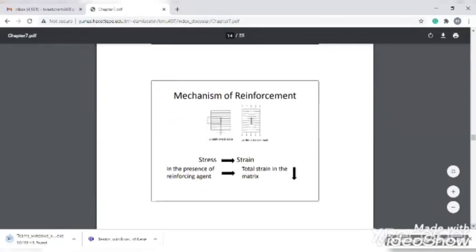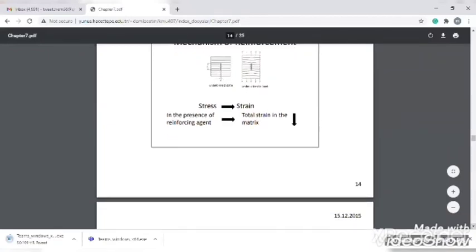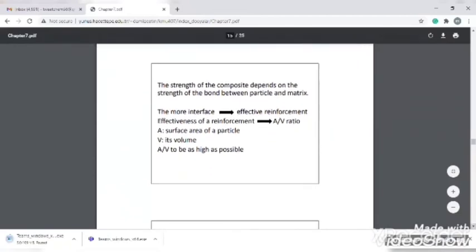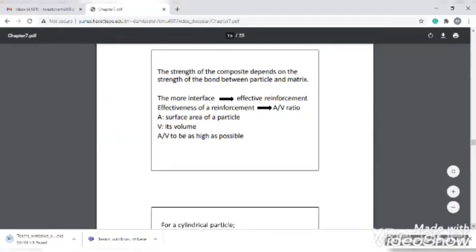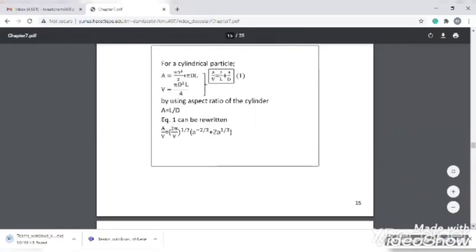What is the mechanism of reinforcement, stress and strain, and in the presence of a reinforcement agent, the total strain in the matrix? Now, friends, the strength of the polymer composite depends upon the strength of the bond between the particle and the matrix. The more interface, the more effective the reinforcement. The aspect ratio, the surface area to particle volume, should be as high as possible. And for a cylinder, you can see here this is the equation for the aspect ratio.